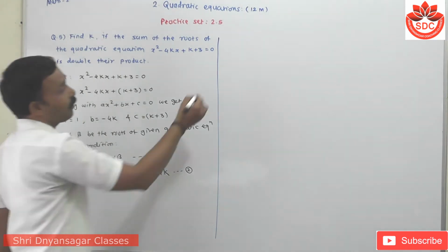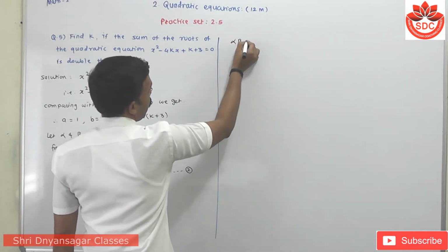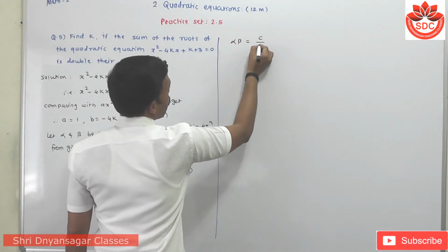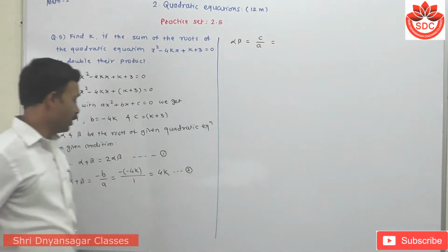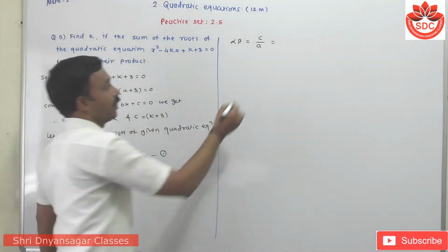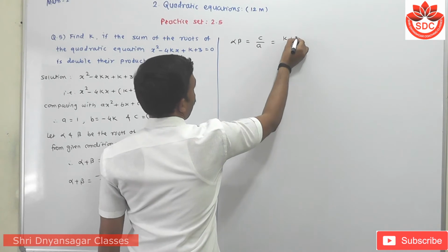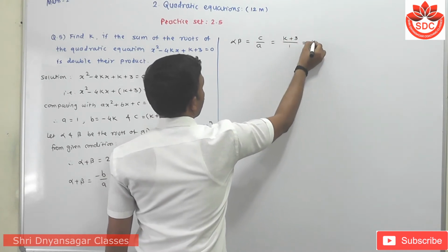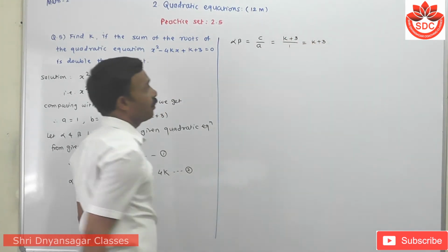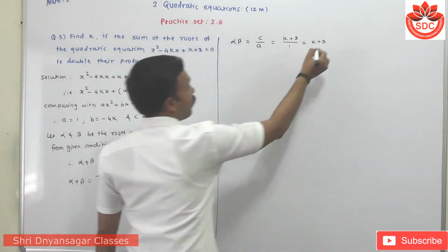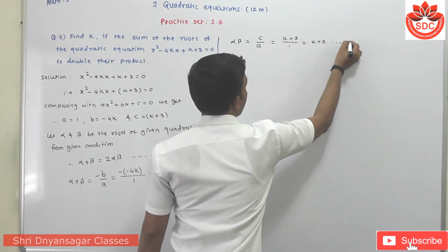Then we find the product of the roots, that means alpha into beta. We know the formula is c upon a. Here c is how much? k plus 3 upon 1, there is no change, so k plus 3. This is the product of the roots. Let this be equation third.